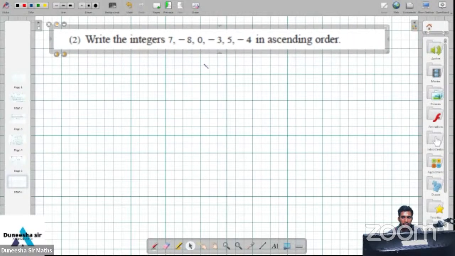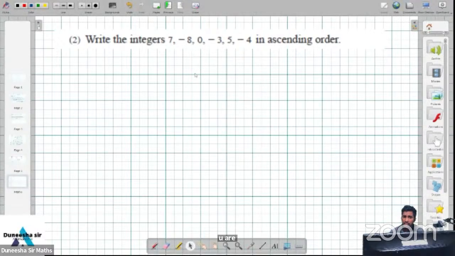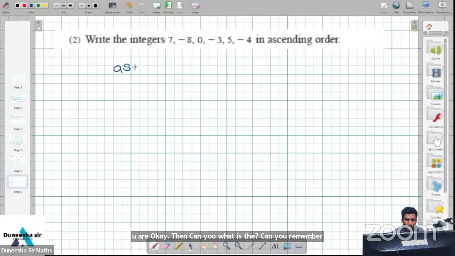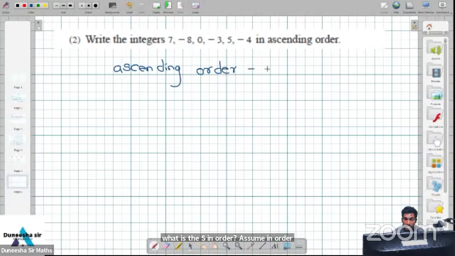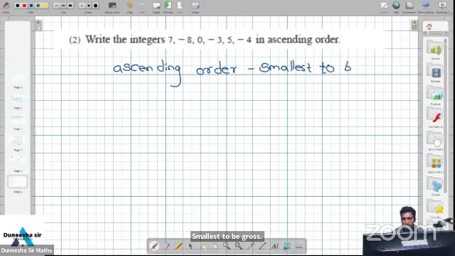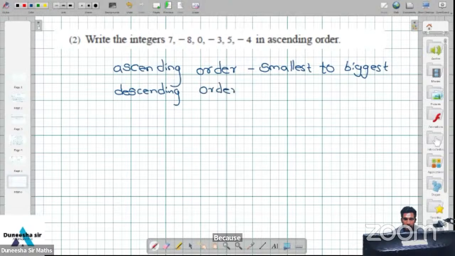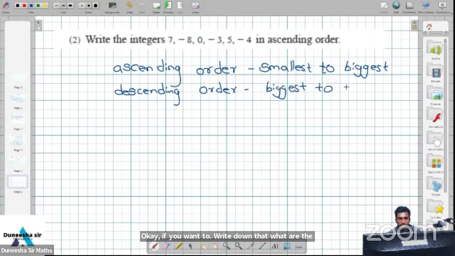Okay. Can you remember what the ascending order is? Smallest to biggest. Yes, smallest to biggest. What is the descending order? Biggest to smallest. Descending order, biggest to smallest. If you want, write down the meaning of ascending and descending order.